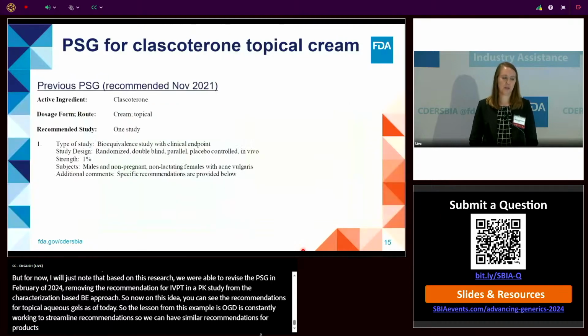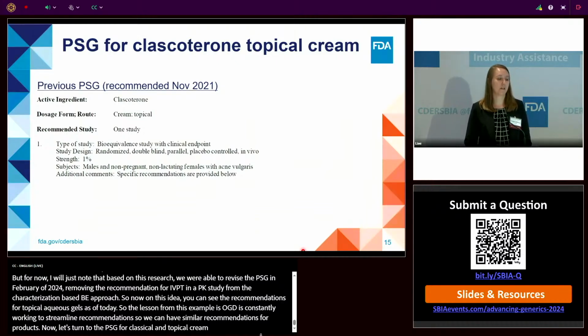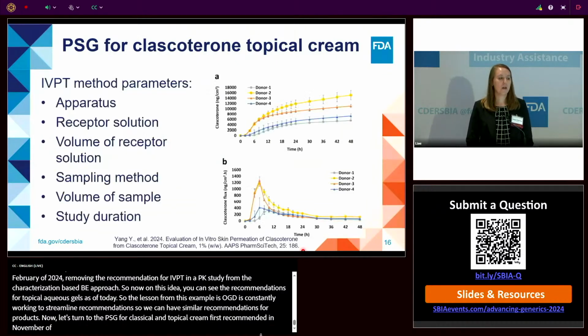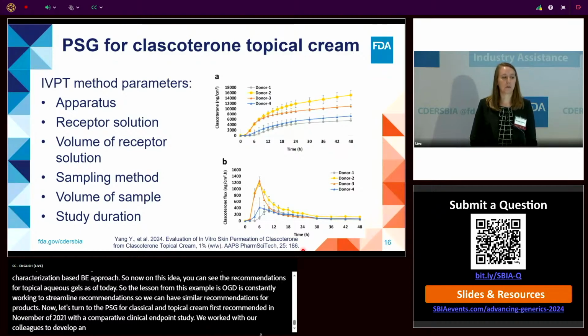Now let's turn to the PSG for clascoterone topical cream. This was first recommended in November of 2021 with a comparative clinical endpoint study. And we worked with our colleagues in the Office of Pharmaceutical Quality to develop an IVPT method that may be used as part of a characterization-based bioequivalence approach.